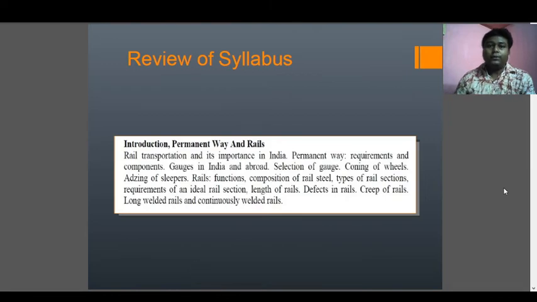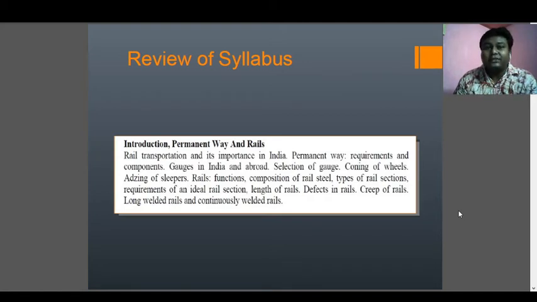Before going to railway engineering, first we discuss the syllabus covered in this railway engineering. The first thing is railway transportation and its importance in India, because railway is one of the major transportation systems in India. Before going deep into railway engineering, first we have to understand the basics. What is permanent way? What are the requirements and the components?